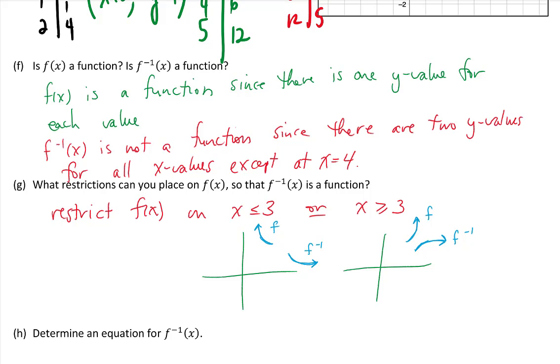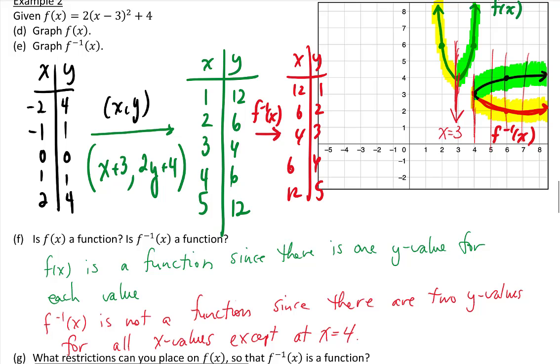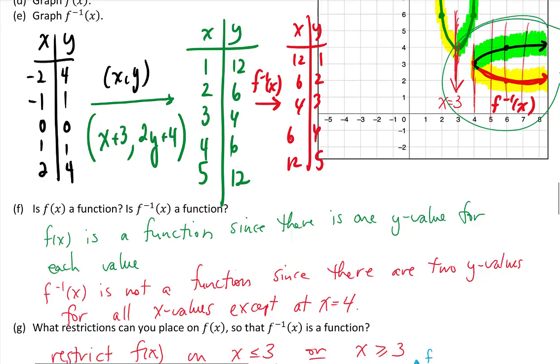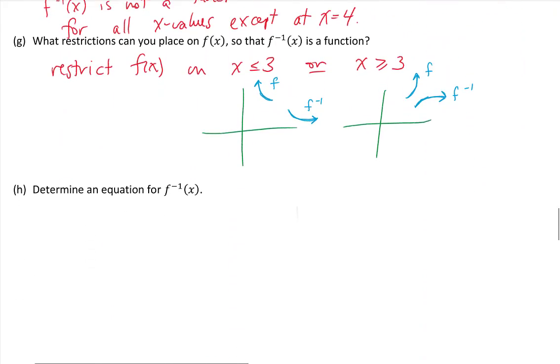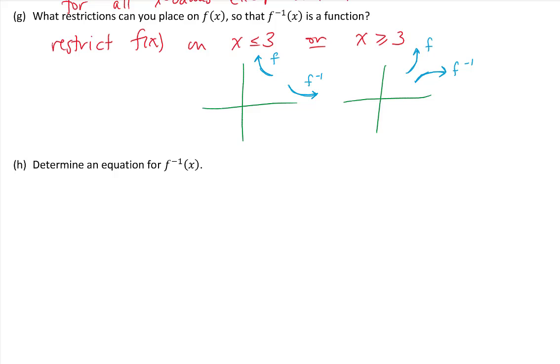We can also determine the equation of this graph here. So this is the last part. We can find the equation of this parabola here, and we can do that by isolating for x in our original function. So our original function was y equals 2(x minus 3) squared plus 4. So let's isolate for x.